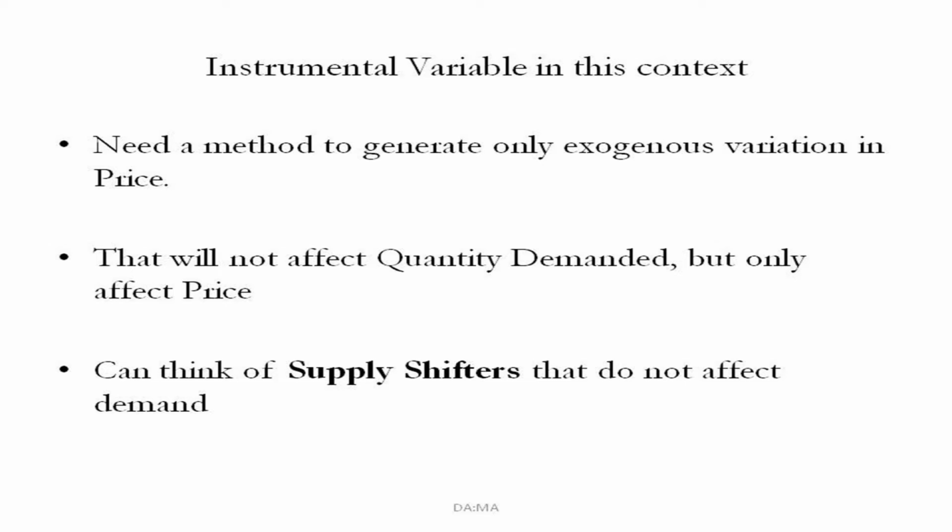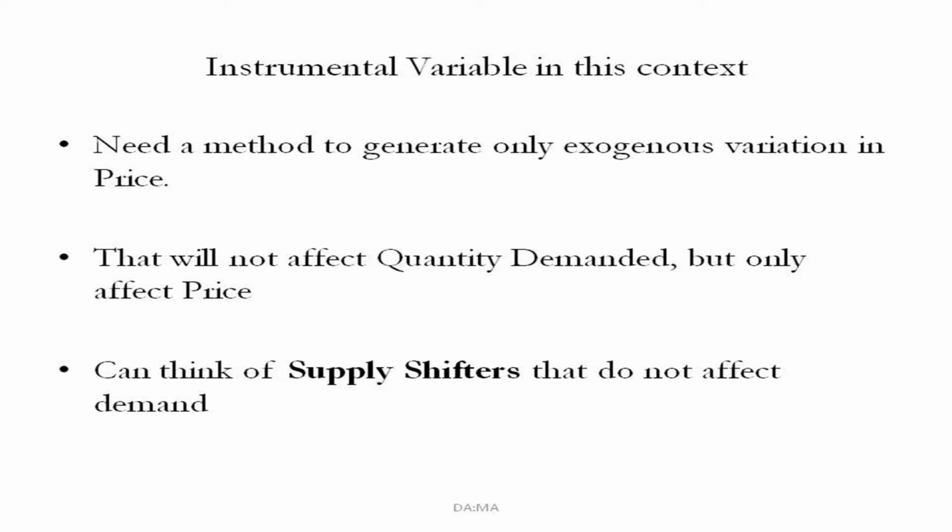So, in this context, what is an instrumental variable? We need a method to generate only exogenous variation in price, so that once we generate an exogenous variation in price, we would know how quantity demanded changes in response to it, and this change in price is not related to changes in quantity demanded itself. Then we can say that due to a change in price from, let us say, 2 rupees to 3 rupees, this is how much quantity demanded of coffee changes, where we are sure that the change in quantity demanded itself does not have a feedback effect on prices. So, again, this is basically saying that we need something that will not affect quantity demanded, but will only affect prices.